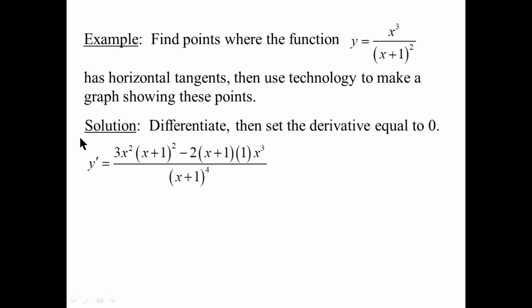Now, the key is when a fraction equals 0, the numerator equals 0. So let's just set the numerator equal to 0. So we'll put a 0 here. And while we're at it, dealing with this numerator, why don't we common factor out an x plus 1 because it's in both terms. That leaves an x plus 1 here because there's 2 factors of x plus 1 times this. So it'll be 3x squared times x plus 1 minus 2x cubed.